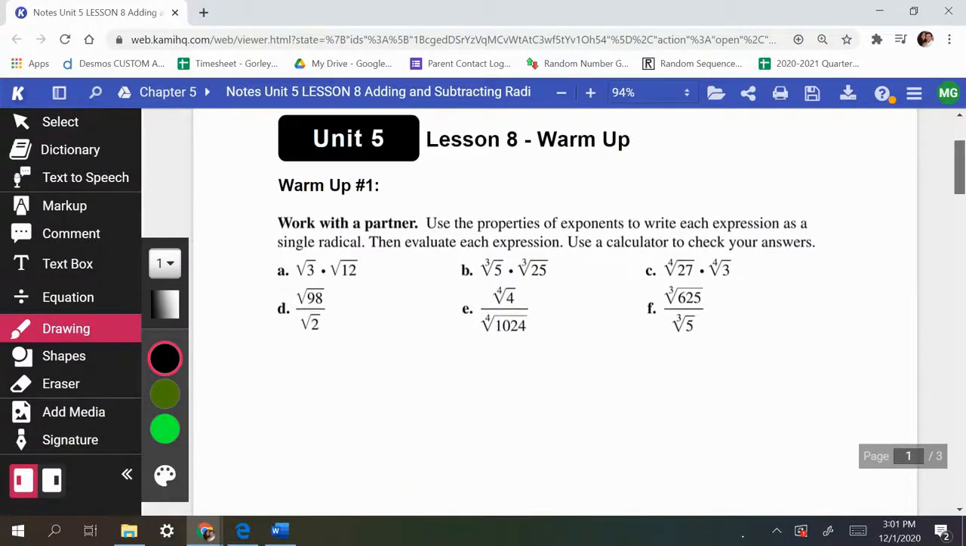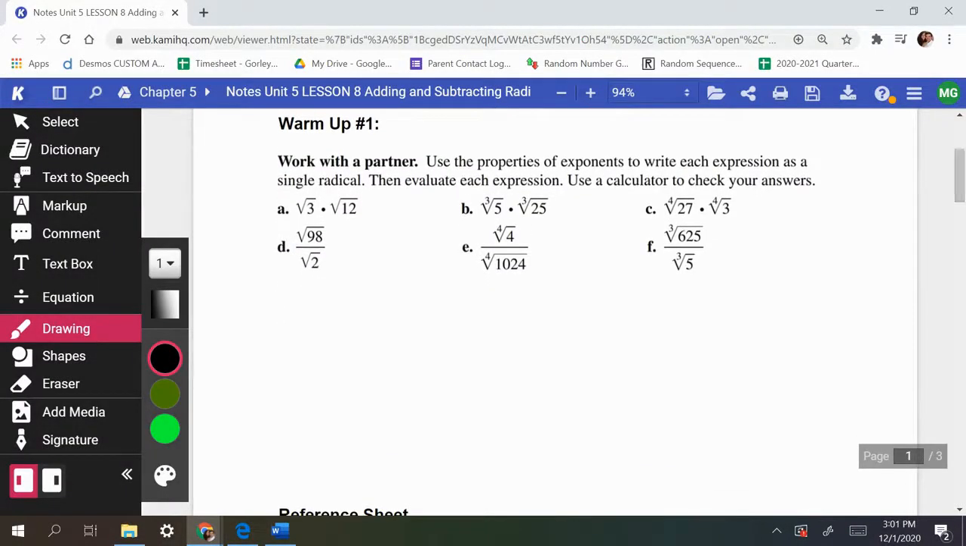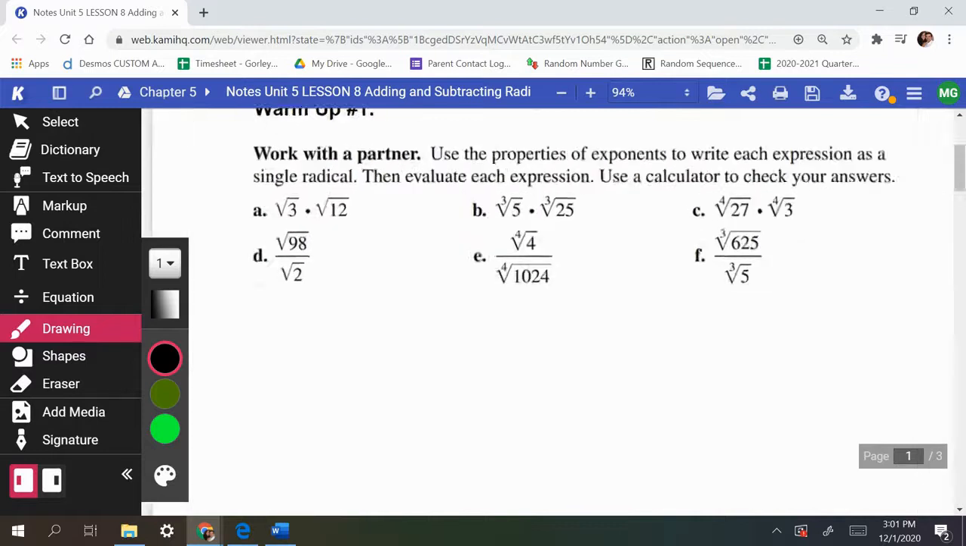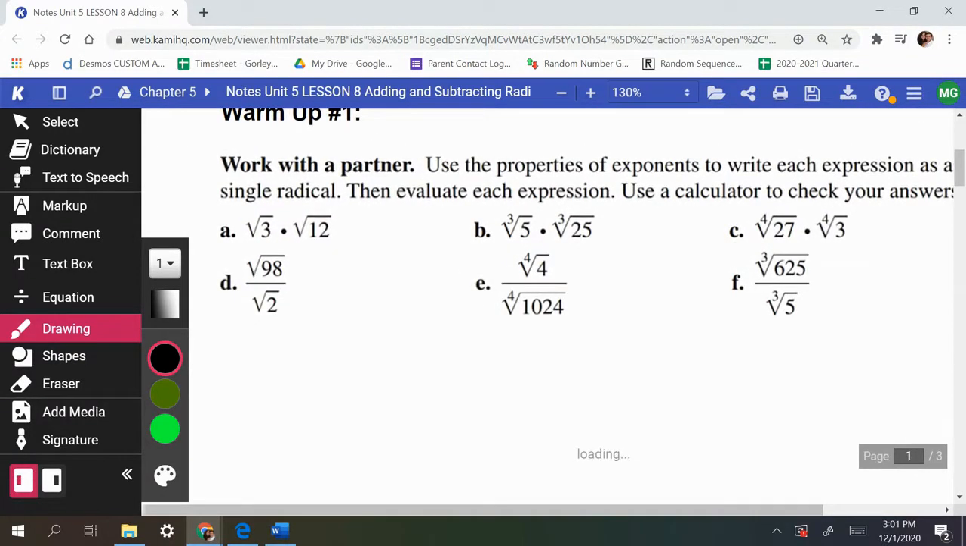Let's start out this lesson today with a quick warm-up. Just with a partner, I want you to try to write each expression as a single radical. Okay, pause the video and then come back. Welcome back. Let's start with part A.